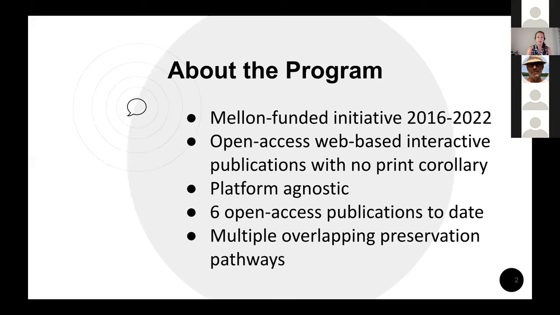Stanford University Press is working right now on a Mellon-funded initiative, which has been going on since 2016 and is set to continue progressing until 2022. It's a program for the university press to publish open access, web-based, interactive publications. The closest analog, I guess you could say, is just a website. They exist online. Anyone with the URL can navigate to those publications, and then they can interact with them. There's no print corollary, basically.